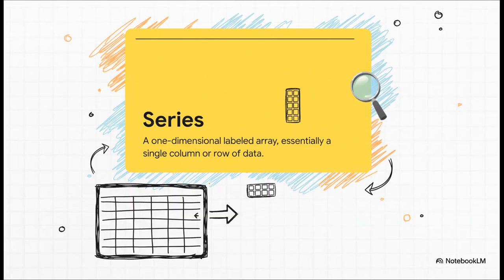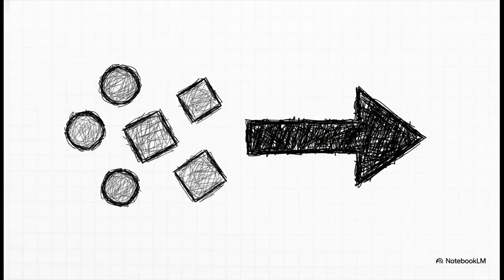Now, the technical definition is a one-dimensional labeled array, but honestly, don't worry about the jargon. The absolute simplest way to picture it is just a single column of data. Seriously, if you've ever used Excel or Google Sheets, you already get this concept. It's just one column.